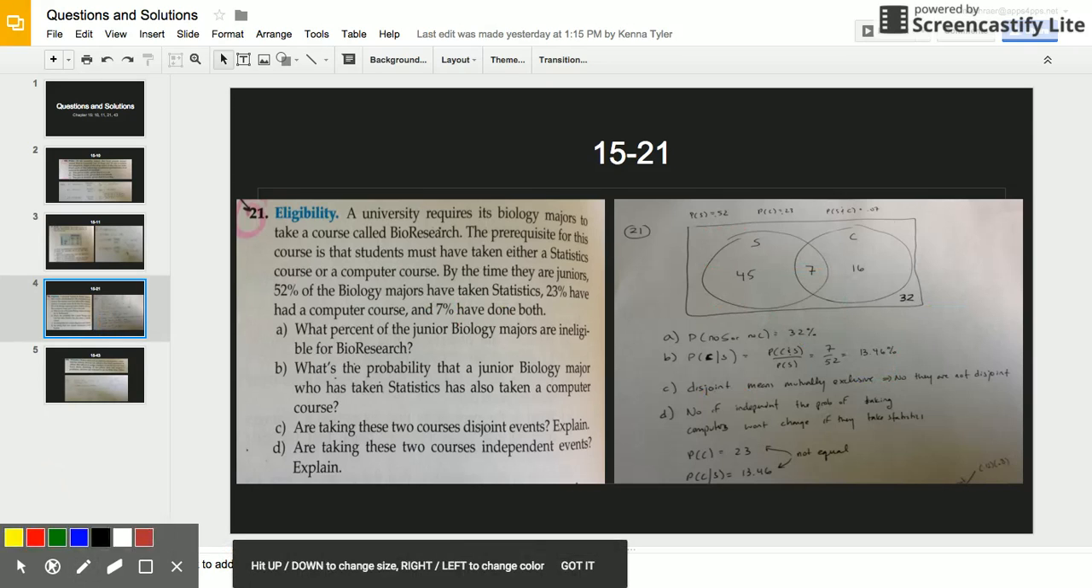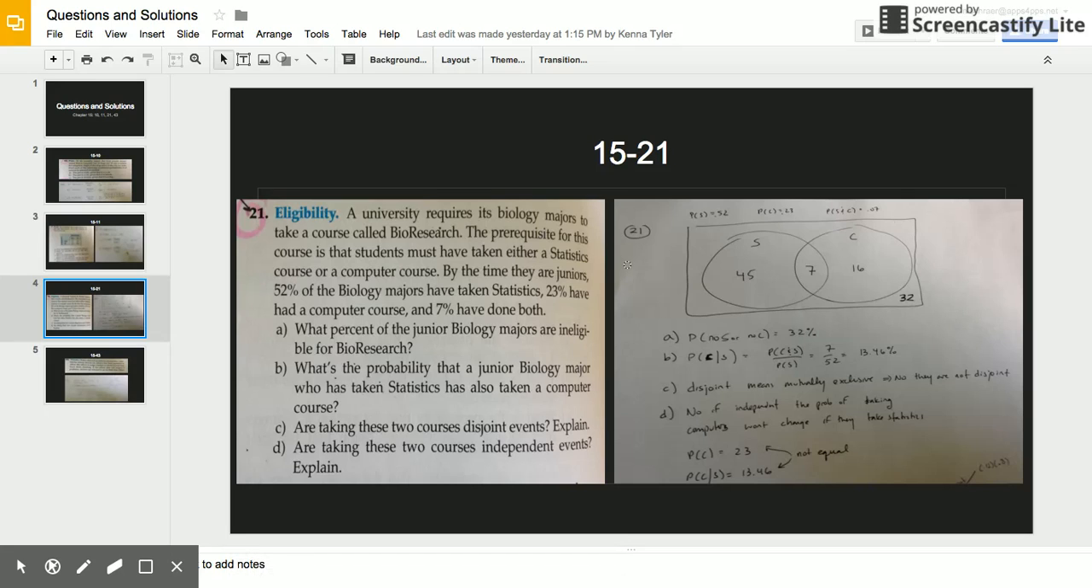For 21, we're looking at a biology major. So with all these percents and overlap, the first thing I thought was, wait, this isn't a table. I have a bunch of percents. I think I can set up a Venn diagram. Now I can't always do this, but here I think I can, because it tells me about when there's both, and that's always a good clue. So 7%, so I filled in my both right here.